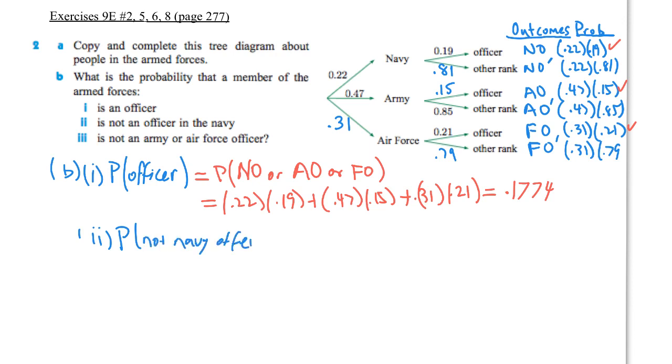Okay, so when we see these nots, it's going to be like a complement idea. So if I'm not a Navy officer, I'm going to do 1 minus the probability I am a Navy officer. So I'll just have to do 1 minus the Navy officer branch.